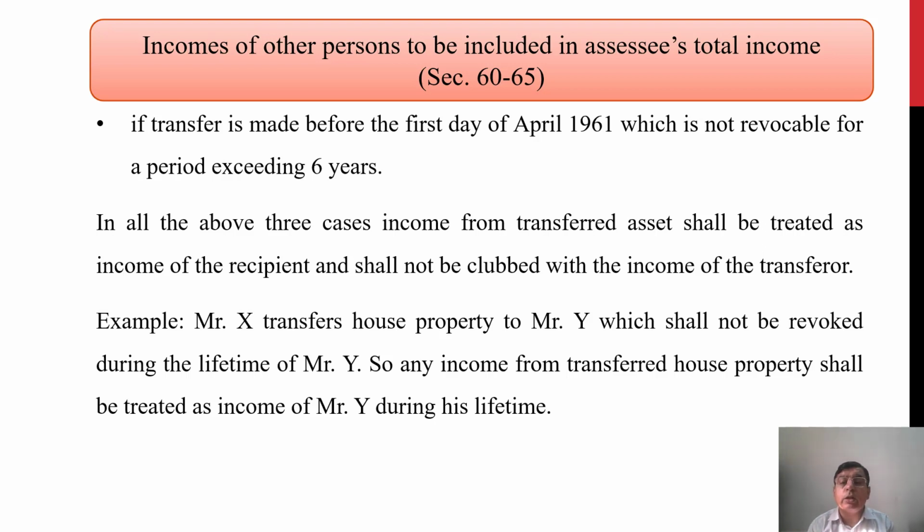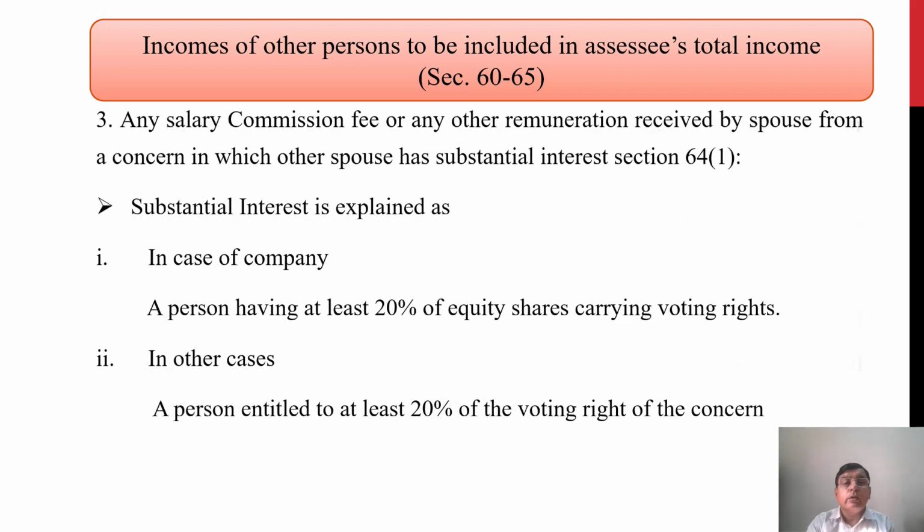So, any income from such transferred house property shall be treated as the income of Mr. Y during the lifetime. Now, the next point: any salary, commission, or any other remuneration received by a spouse from a concern in which the other spouse has a substantial interest will also be treated as part of the assessee's income.